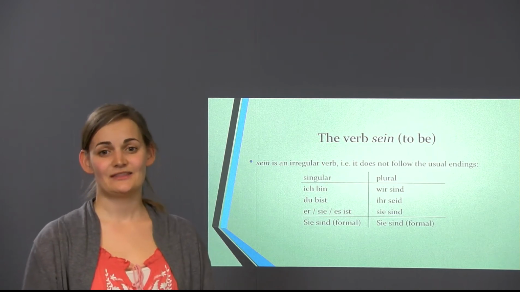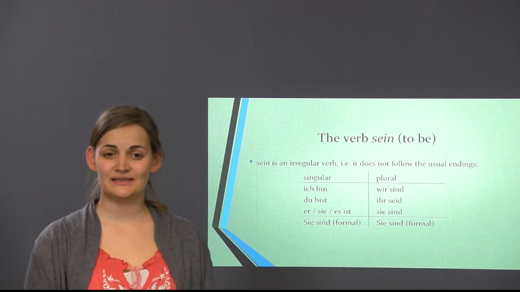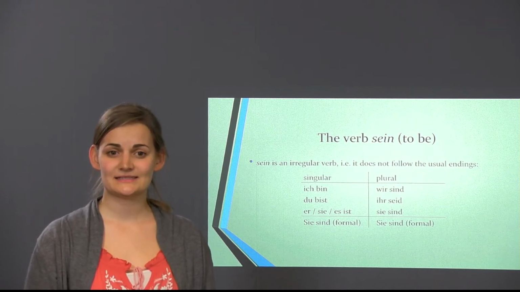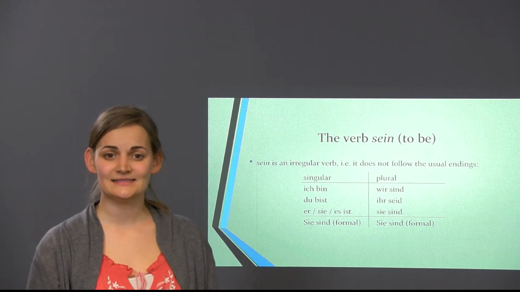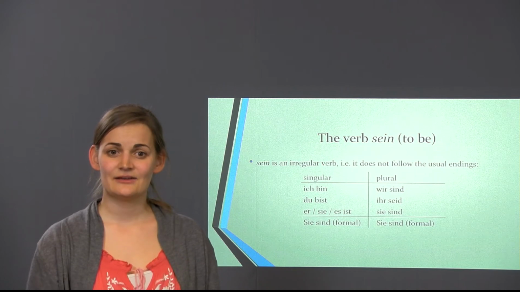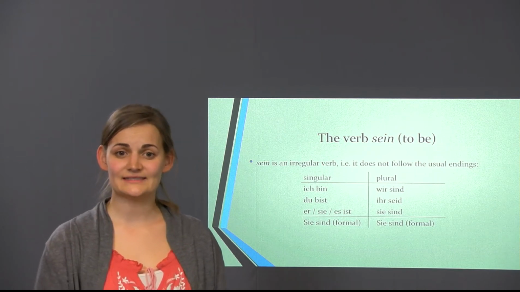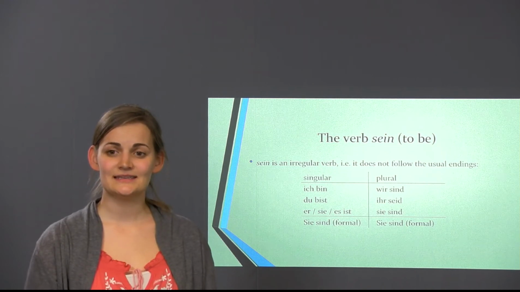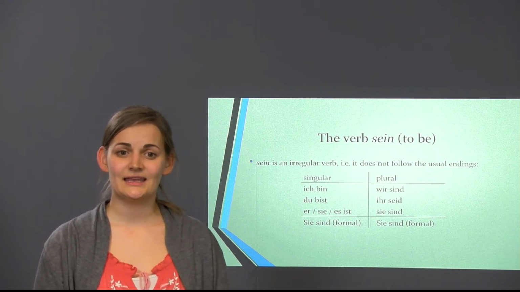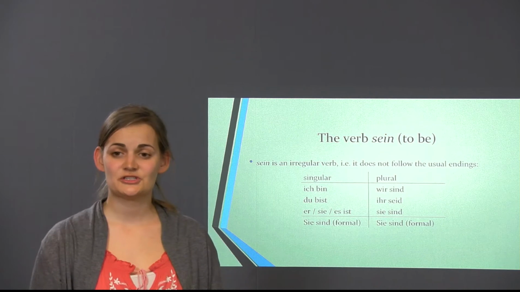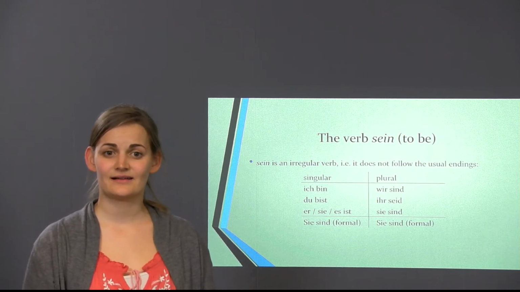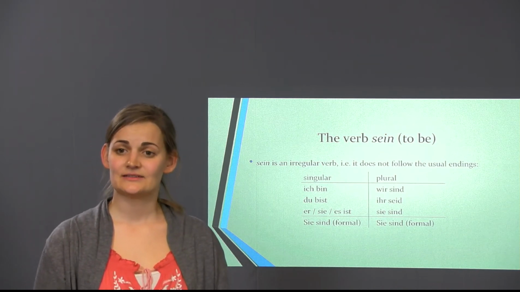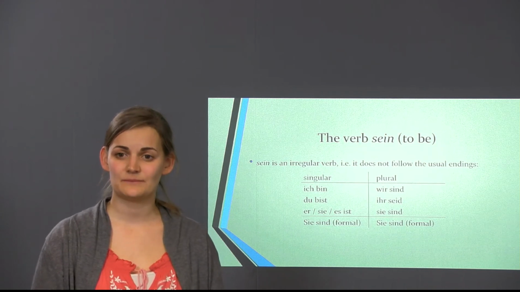In German, the versions are ich bin, du bist, er, sie, es ist, in plural, wir sind, ihr seid, sie sind. And then the versions of formal address are Sie sind, same for singular and plural.